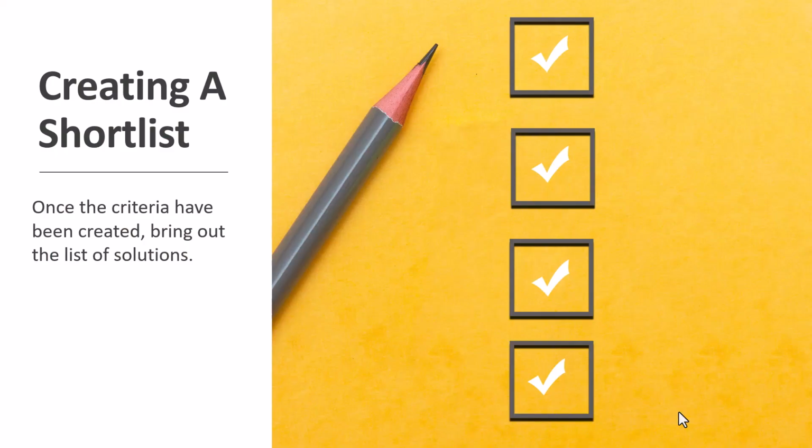Creating a shortlist. Once the criteria have been created, bring out the list of solutions. Eliminate any solutions that do not match the must-have criteria that you and your partner identified. At the end of this process, you should have a small, manageable list of potential solutions. You may find that there are no solutions left after this process.